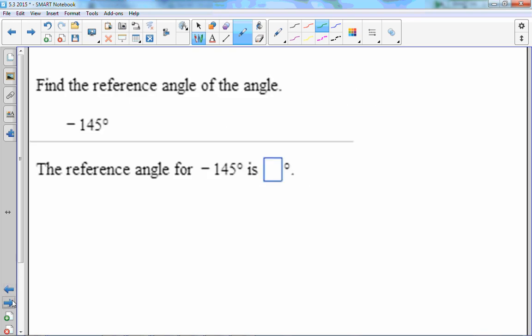All right. Let's look at this one now. This one's negative, so we could add 360 and find the coterminal angle. Negative 145 plus 360 is 215. Now, would 215 be my reference angle? No, that is the coterminal angle. So 215 would be in the third quadrant, so you could say 215 minus 180. It's in degrees, I don't really have to draw it, but if you wanted to draw that, you could.